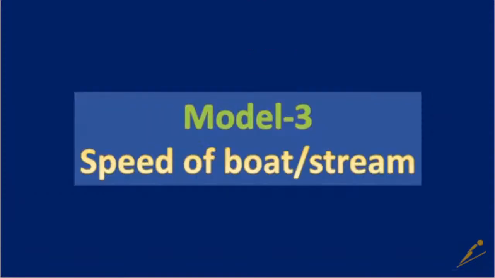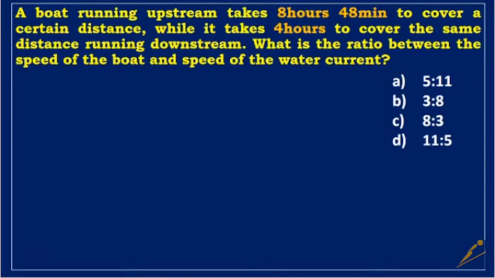Model 3: Speed of boat, stream. Example 1. A boat running upstream takes 8 hours 48 minutes to cover a certain distance, while it takes 4 hours to cover the same distance running downstream. What is the ratio between the speed of the boat and the speed of the water current?